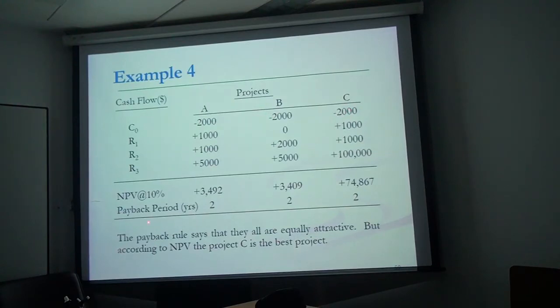But if you see the net present value, the third project, project C, is bringing a lot of revenue, a lot of money, so net present value is very high, 74,000 or so, which means that the payback period is a near-sighted criterion. It doesn't look far beyond when the payback is done.